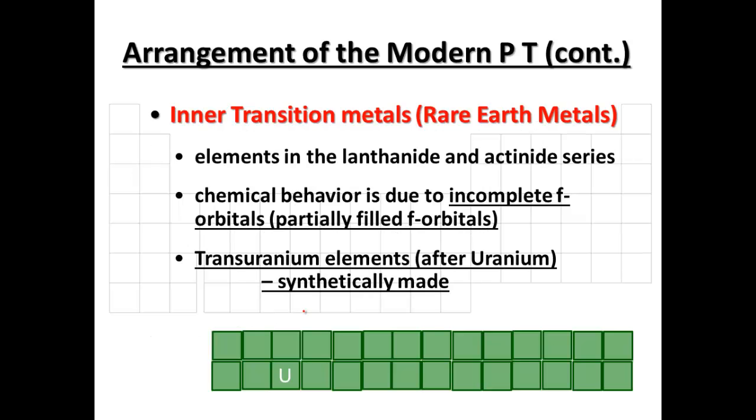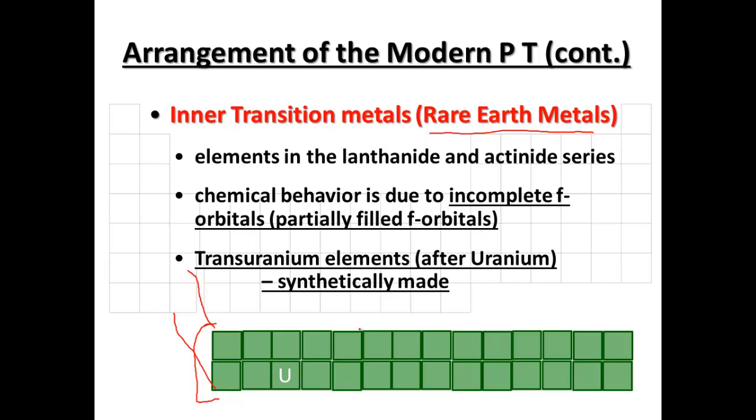When we get to the inner transition elements, or the rare earth elements as they're known, these are located on the bottom of the periodic table, those last two sections on the periodic table, that little block at the bottom is where they're at. They actually fit in as a subsection in there, but we want to put them at the bottom so we don't have to have an obnoxiously long looking periodic table. Their chemical behavior is due to incomplete or partially filled f orbitals.